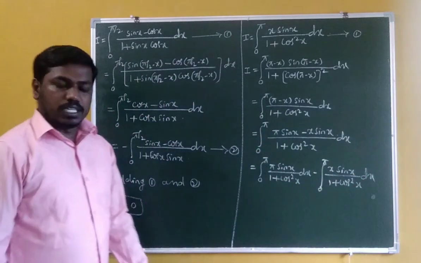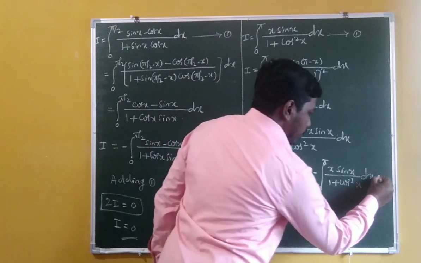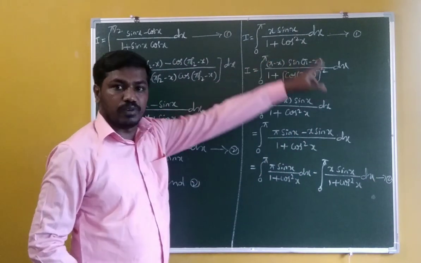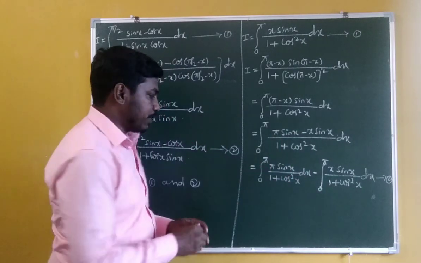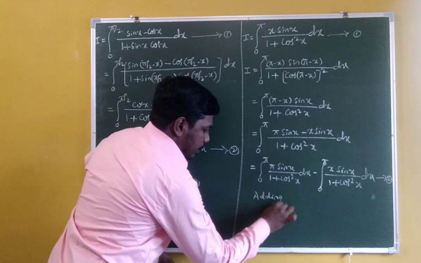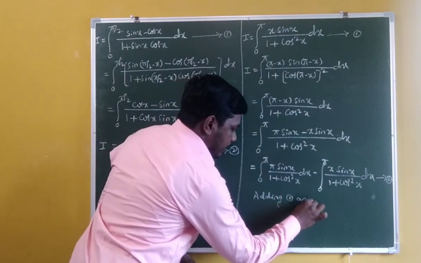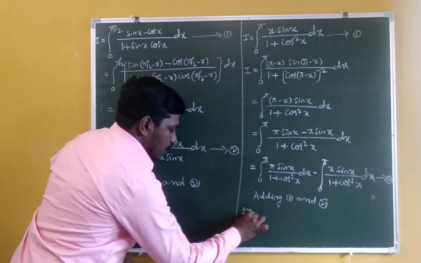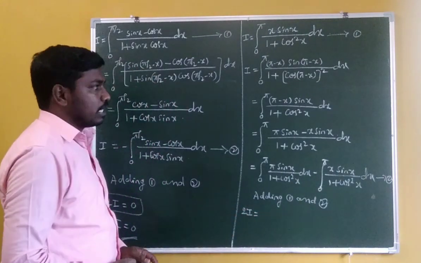Can you write it? Yes, this is called equation 2. So adding equation 1 and equation 2, we get what? I plus I is 2i.